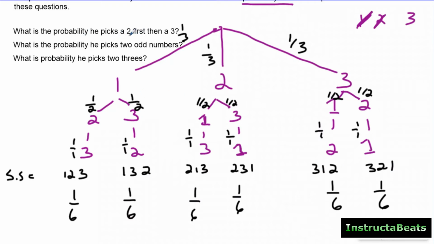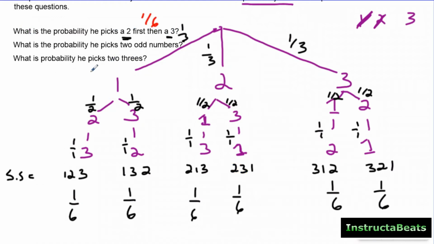What is the probability he picks a 2 first and then a 3? All right, so that would be right here. If he picked a 2 and then he picked a 3, that could only be that outcome right there. So we would say the answer to this first question is 1/6. There's a 1/6 probability that he picked a 2 and then a 3.